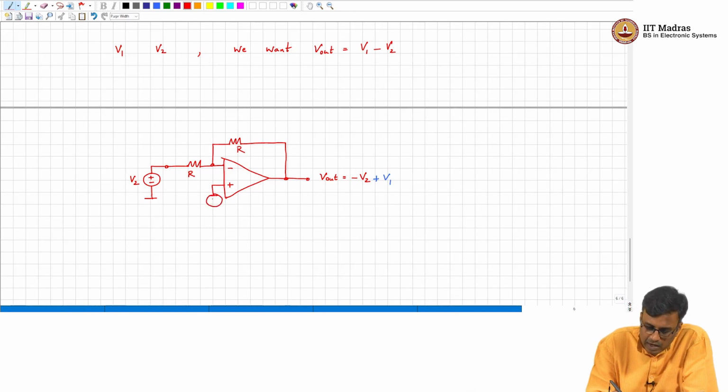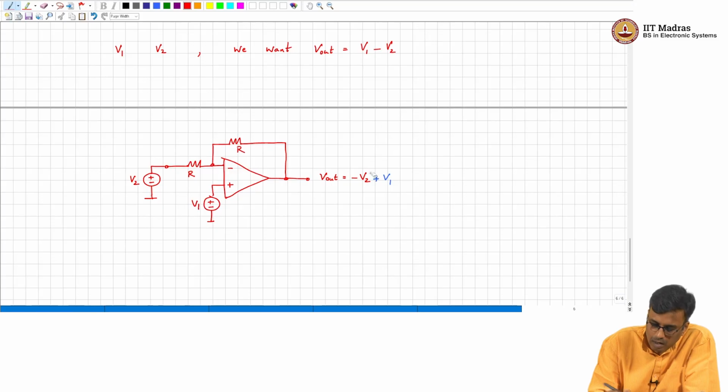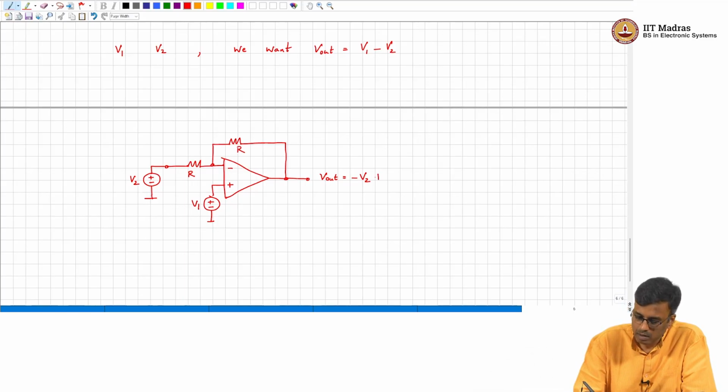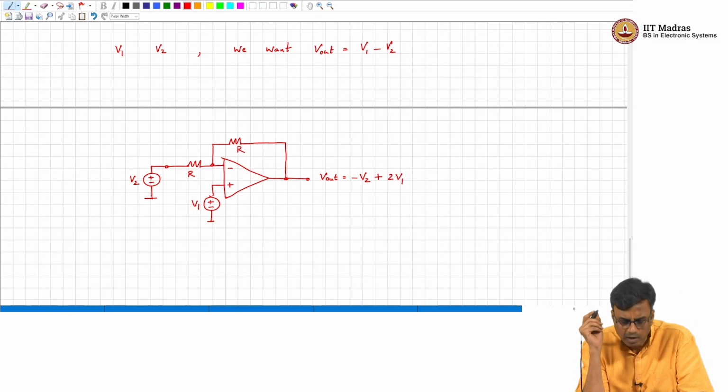So, the only thing we can do is see if we put V1 here, what will happen to the output? What is the gain from V1 to the output? 2 times V1. But we want only one time V1. So, what do you think we can do?